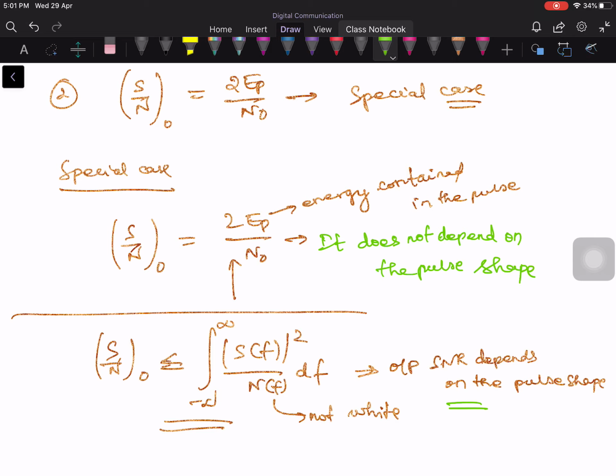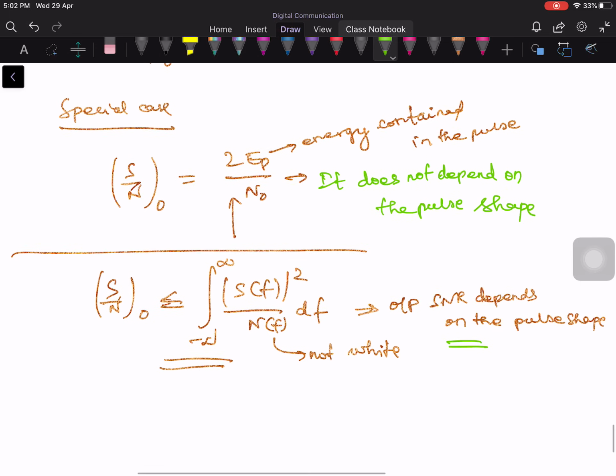Therefore, the pulse shape itself is of little importance in situations where we are mostly dealing with white noise. That is the general situation for us in most digital communication environments. We always assume white Gaussian noise. So in that case, the input pulse shape is not important. One need not worry about the specific pulse shape.